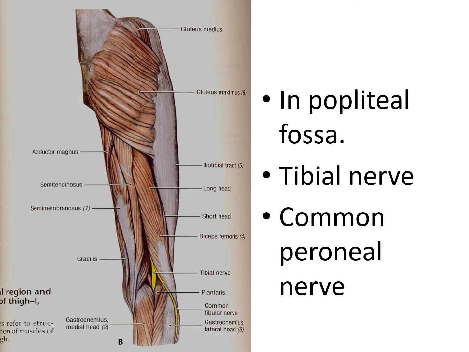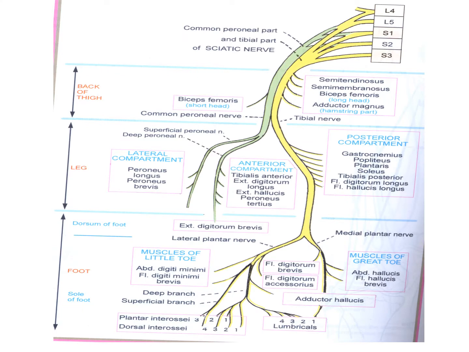In the popliteal fossa, the tibial nerve and common peroneal nerve are the two terminal branches of the sciatic nerve. Laterally there is the biceps femoris. Medially there are semitendinosus and semimembranosus. Infero-medially and infero-laterally there are the two heads of the gastrocnemius: medially the medial head, laterally the lateral head. So these are the terminal divisions of the sciatic nerve, the common peroneal nerve and the tibial nerve.